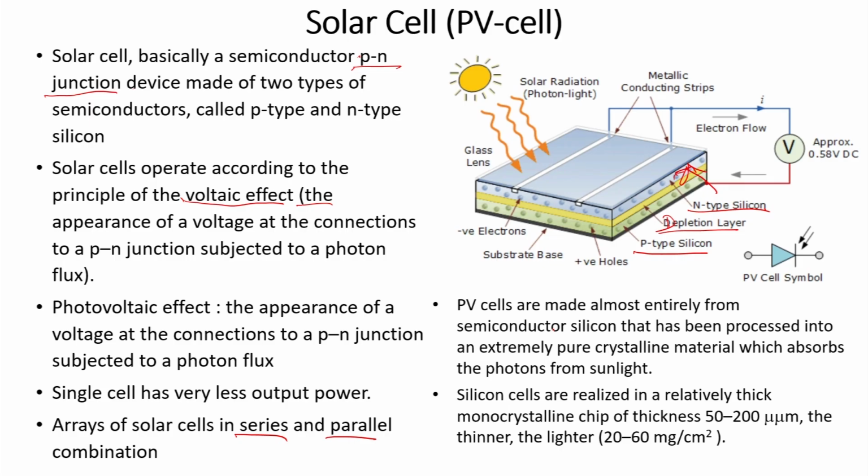And the PV cells are made almost entirely from the semiconductor silicon, generally processed into an extremely pure crystalline material which absorbs the photons from sunlight. Silicon cells are realized in relatively thick monocrystalline chips, with thickness of 500 to 200 micrometers. The thinner, the lighter, so it can have 20 to 60 milligrams per centimeter square.